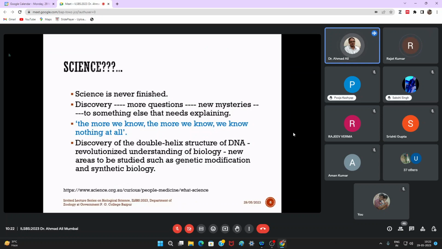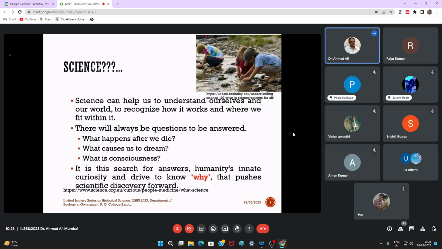For example, the discovery of double helix DNA was a landmark in modern biology. That led to the development of modern genetics and synthetic biology and so on. We are still discovering many things. So what we say is that science, or the scientific method, can help us to understand ourselves and our world, to recognize how it works and where we fit within it.